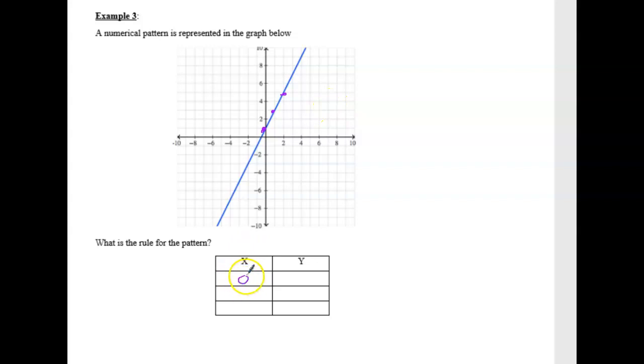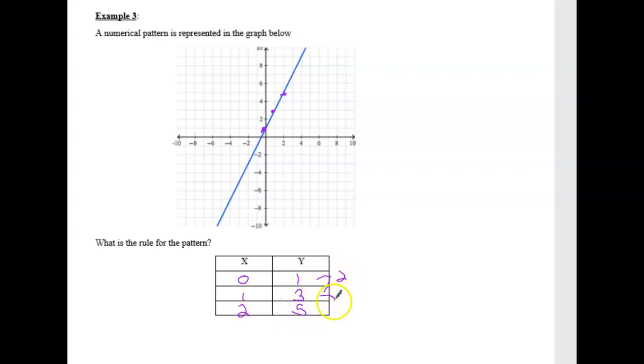So those x values are 0, 1, and 2. When the x value is 0, the corresponding y value is 1. Oh, sorry, when x is 1, our y value is 3. And at 2, our y value is going to be 5.